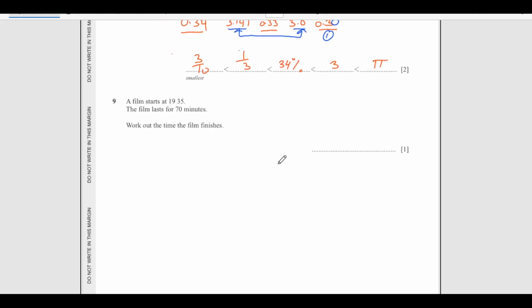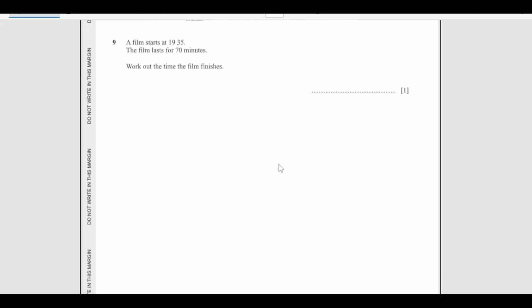So number 9, a film starts at 19:35, it lasts for 70 minutes. So 70 minutes is equivalent to 1 hour 10 minutes, so 60 minutes plus 10 minutes. So 19:35 it starts, and then we are going to add 1 hour 10 minutes. These are hours here, these are minutes here. So this is 45 and this is 20. So we will write down here 20:45. Don't put colons here, then you don't have to write AM, PM. As you can see, 19:35 is written without any colons here.